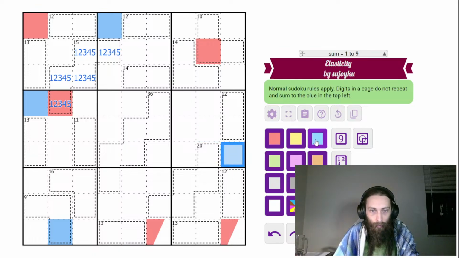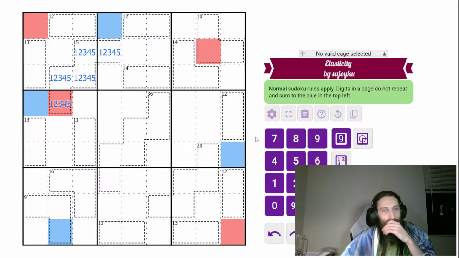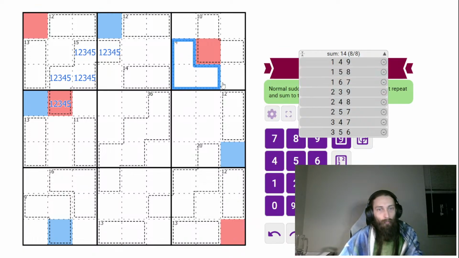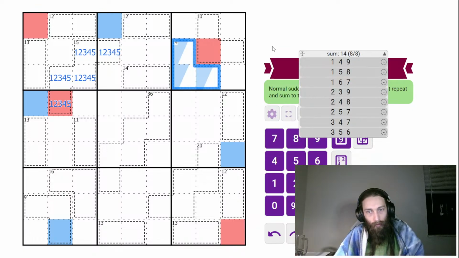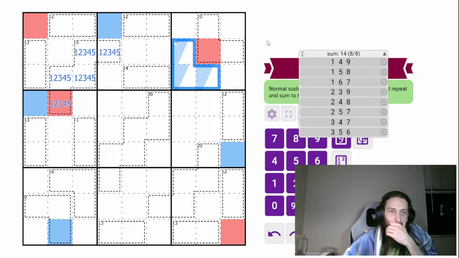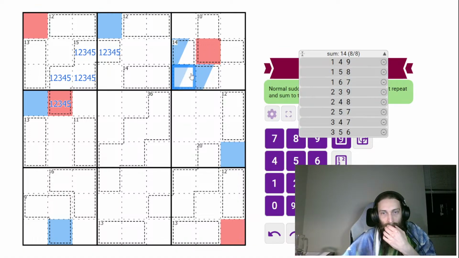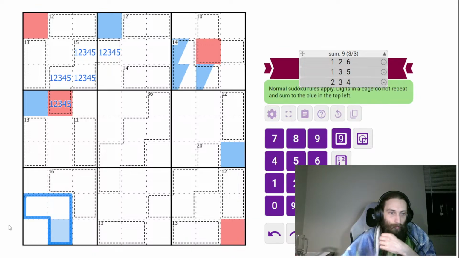Oh, this would end up being forced to be blue, and therefore that one's red, and that one's not, because I'm saying it's neither of those, because blue is in 14. Okay, well, that checks out, because this can be 2, 3, 4 easily enough.